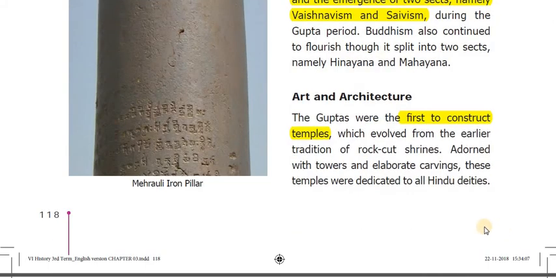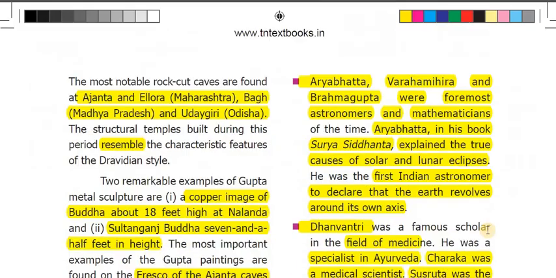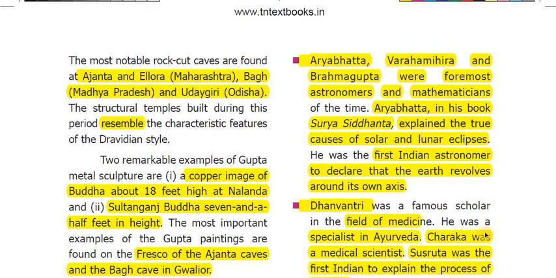Art and architecture. The Guptas were the first to construct temples, which evolved from the earlier tradition of rock-cut shrines adorned with towers and elaborate carvings. These temples were dedicated to all Hindu deities. The most notable rock-cut caves are found at Ajanta and Ellora in Maharashtra, Bagh in Madhya Pradesh, and Udyagiri in Odisha. The structural temples built during the period resemble the characteristic features of the Dravidian style.